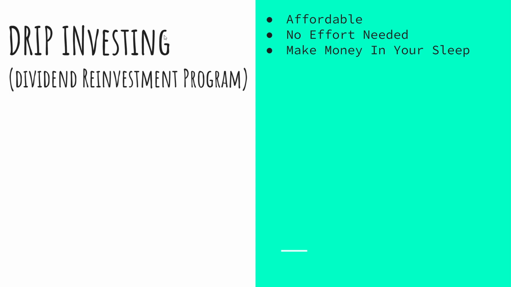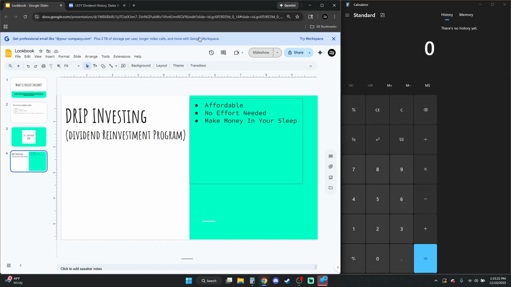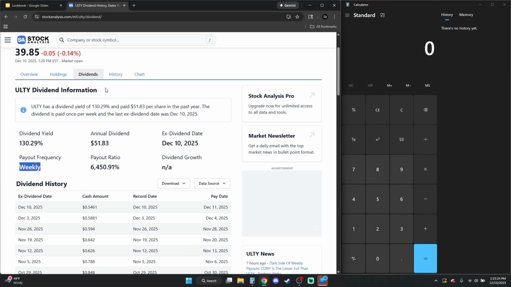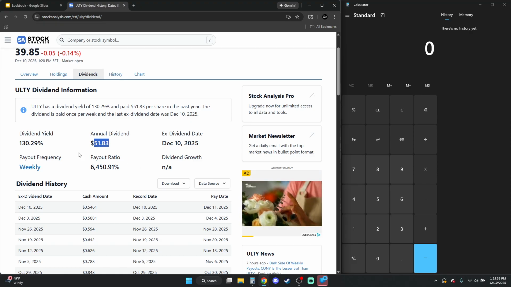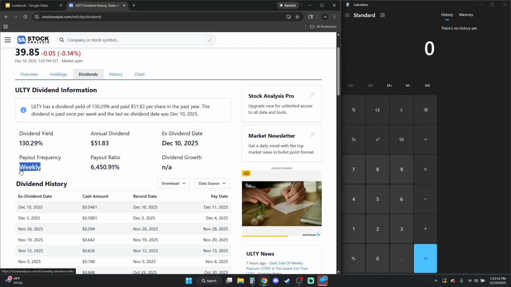So, for example, I'm a numbers guy. I like numbers. So let's dive into numbers. This is UOTY. The stock market is open, but as you can see up here, the price of it right now is $39.85. Our annual dividend is $51.83. Dividend yield 130%. And then our payout frequency is weekly.